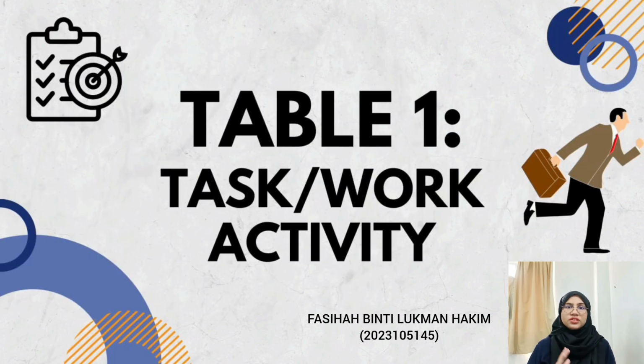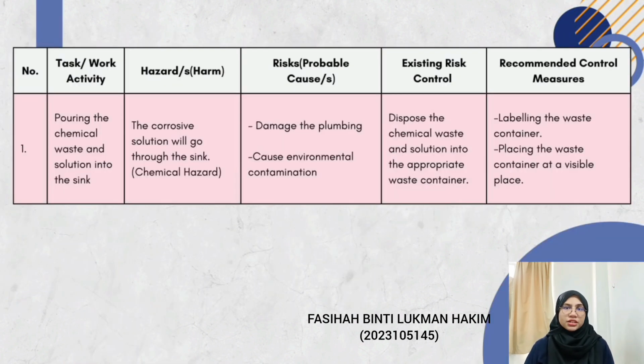Table 1. Task or work activity. We identified 5 activities in this assignment. The first one is pouring the chemical waste and solution into the sink. This activity is a chemical hazard as the corrosive solution that was poured will go through the sink. The risk is it can damage the plumbing and cause environmental contamination.